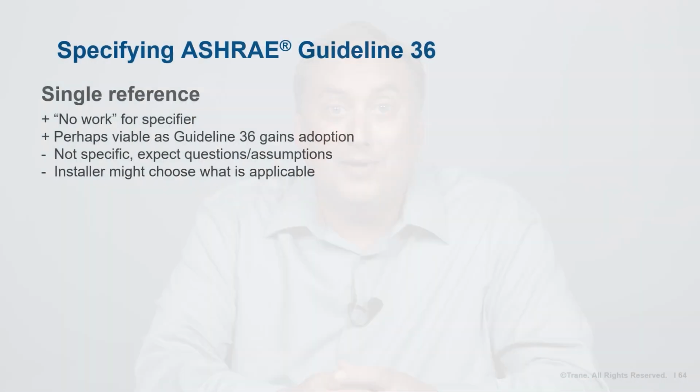Now let's take some time to explore techniques for specifying these sequences. There are several approaches to specifying Guideline 36, each with advantages and disadvantages. One method we've seen is to use a single reference to the guideline, such as the VAV box shall be programmed per ASHRAE Guideline 36. This could become more viable as the guideline gains adoption, but is likely too vague right now.